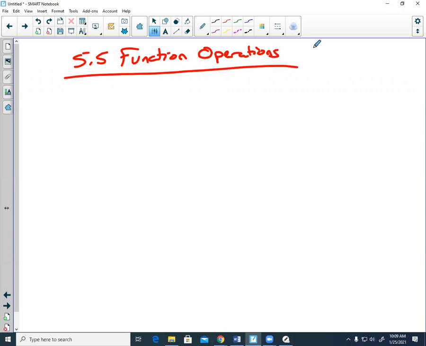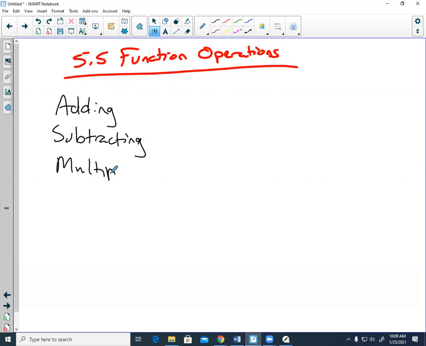So section 5.5 is all about function operations, which means that we are going to be adding, subtracting, multiplying. Who can guess the fourth one? Nice job. We are going to be adding, subtracting, multiplying, and dividing functions.